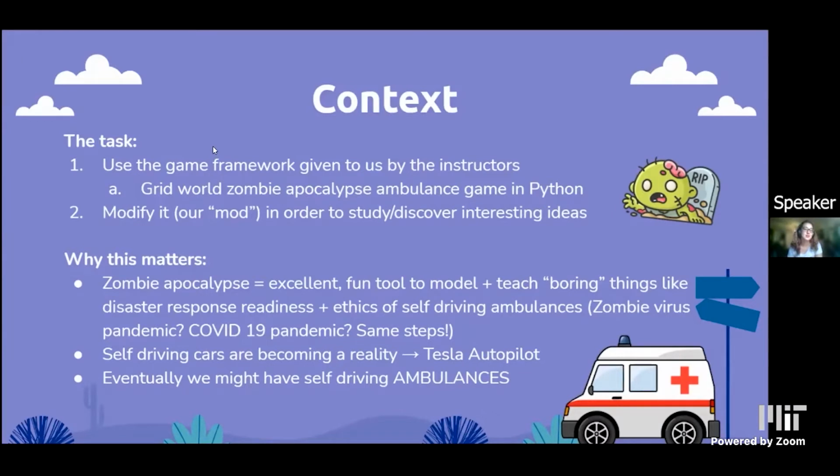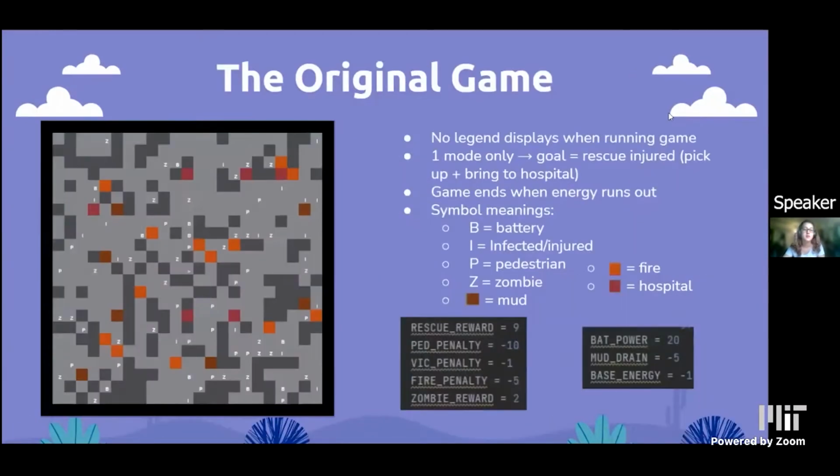And self-driving cars are quickly becoming a reality, such as with the Tesla autopilot, and eventually we may even have self-driving ambulances. Pictured on this slide is the original game given to us by the instructors. There was no legend displaying when running the game, and there's only one mode, which had a goal to rescue injured and pick them up by bringing them to the hospital. And the game ends when energy runs out. So we have the symbol meanings shown on the slide, as well as the reward systems and the energy system.